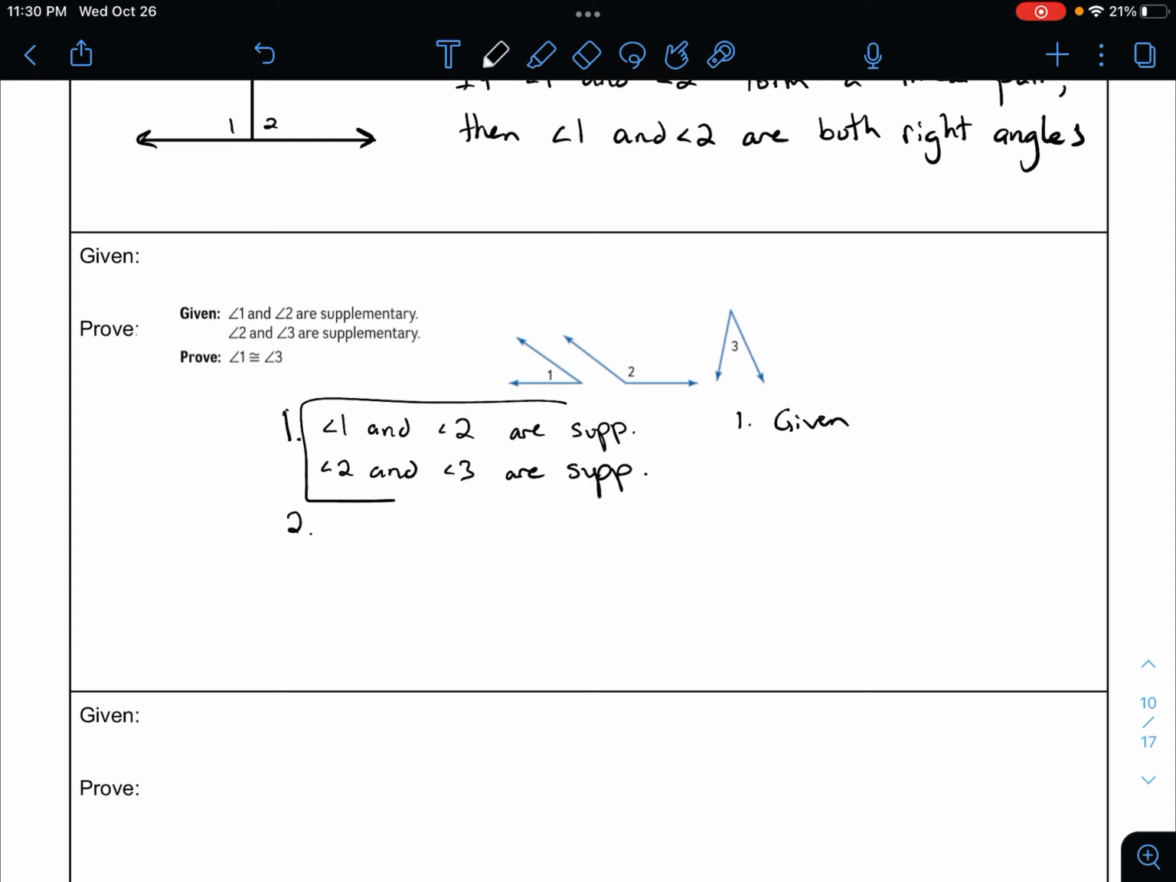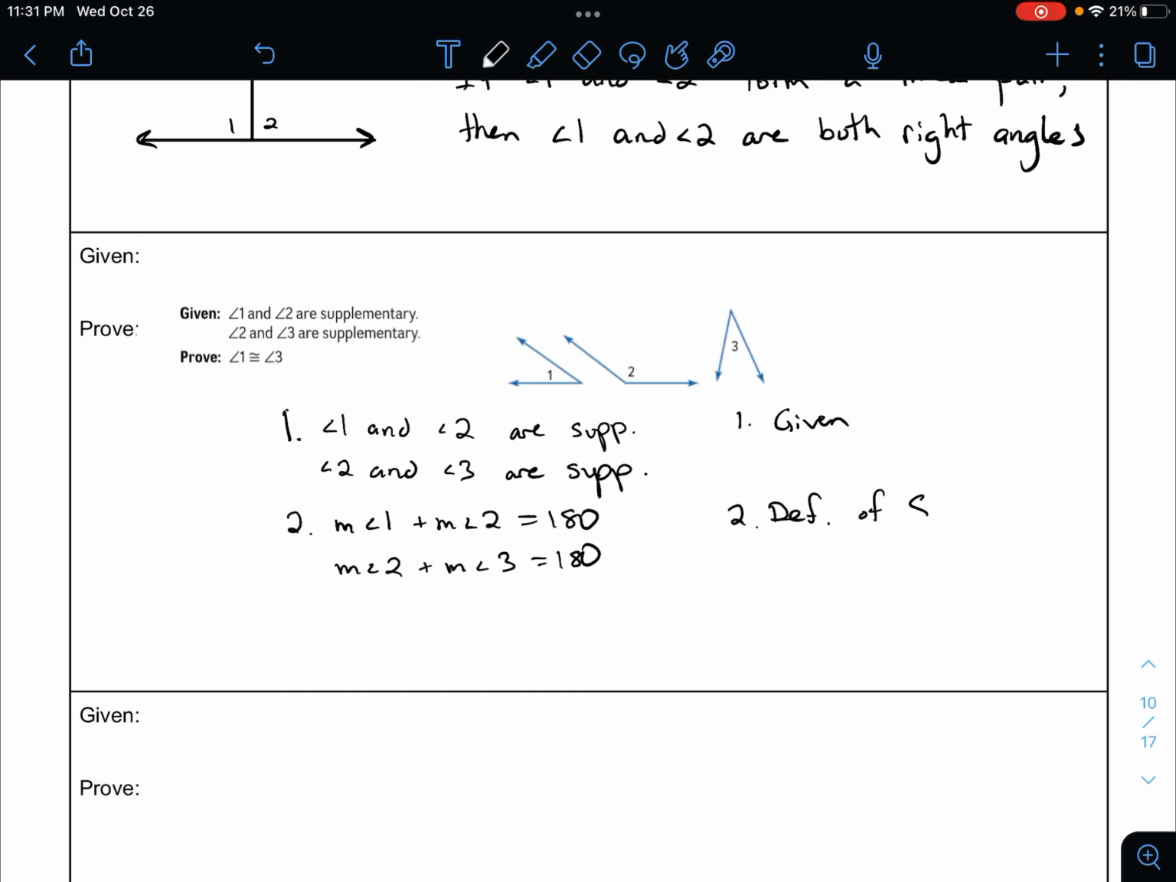All right, so now I'm thinking, well, all I know right now is this information, so it's got to build off this, right? I'm trying to get closer to saying 1 and 3 are going to be congruent to each other. So really all I know is that they're supplementary, and that's going to have to mean that the measure of angle 1 plus the measure of angle 2 is equal to 180. And I also know that the measure of angle 2 plus the measure of angle 3 is also 180, right? This is the definition of supplementary. We know that what supplementary means is that two angles will add up to 180 degrees. So I'm allowed to say this because that's what the definition tells me.